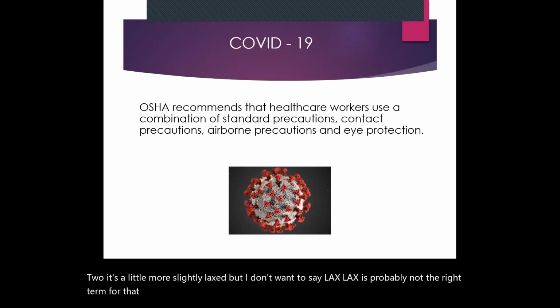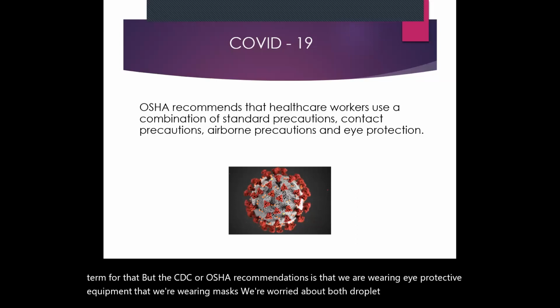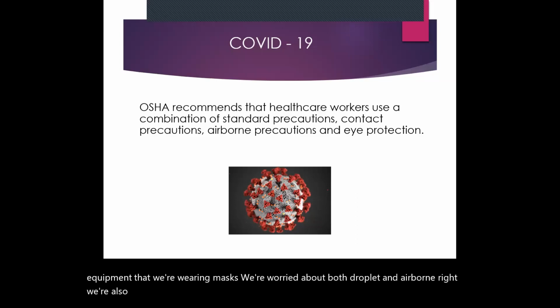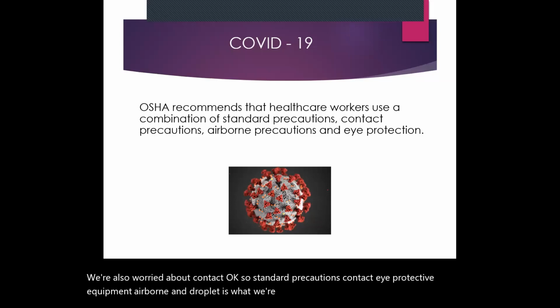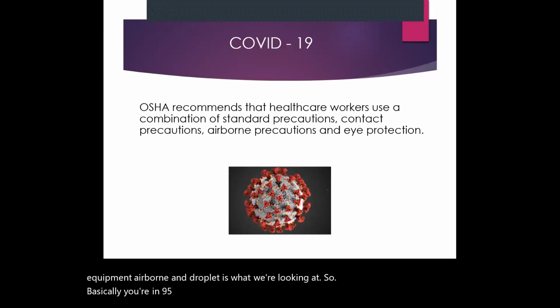But the CDC or OSHA recommendations are that we are wearing eye protective equipment and masks because we're worried about both droplet and airborne, right? We're also worried about contact, okay? So standard precautions, contact, eye protective equipment, airborne and droplet is what we're looking at. Basically your N95 covers your airborne and droplet. A regular surgical face mask is for droplet precautions because those are bigger particles, while airborne needs the N95.